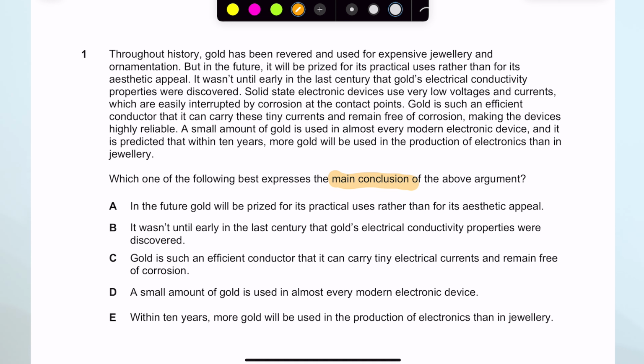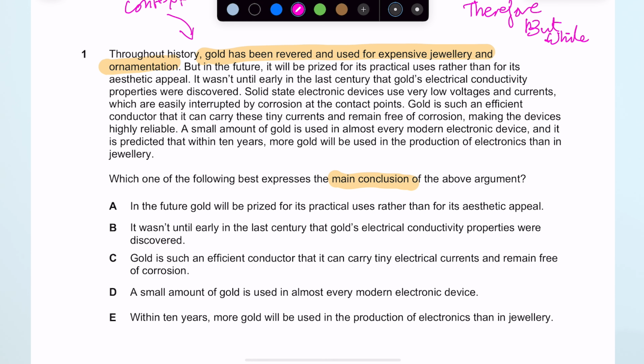But we're looking for sentences in the text which have either therefore, so, but, while, things that are announcing the point of this paragraph here. So let's read through. Throughout history, gold has been revered and used for expensive jewelry and ornamentation. So that's giving a bit of context as to what this passage is going to be talking about. We then say, but in the future, it will be prized for its practical uses rather than for its aesthetic appeal. You've noted that the word but comes out here. This is definitely going to be our main conclusion. It's refuting that first sentence of what gold has been typically used for. And then the following sentences, we would expect to prove this sentence here, why it's going to be prized for its practical use rather than for its aesthetic appeal.